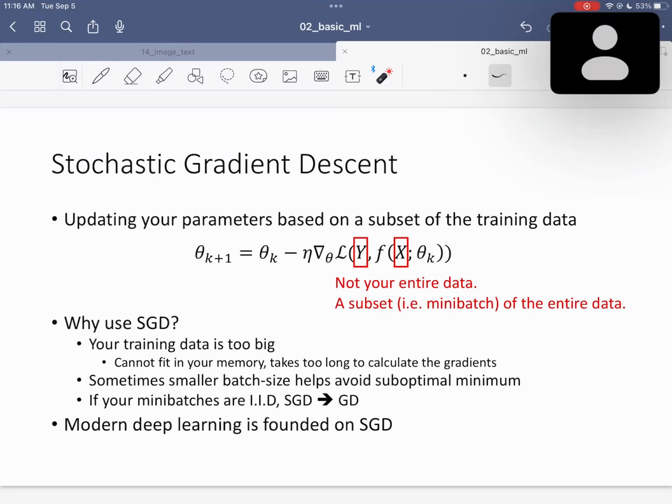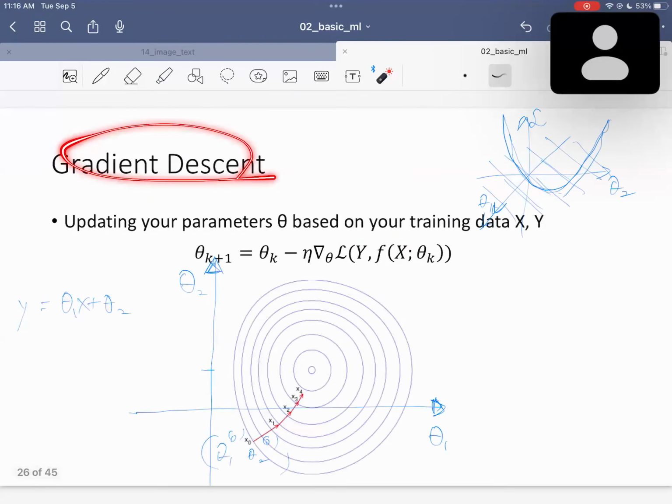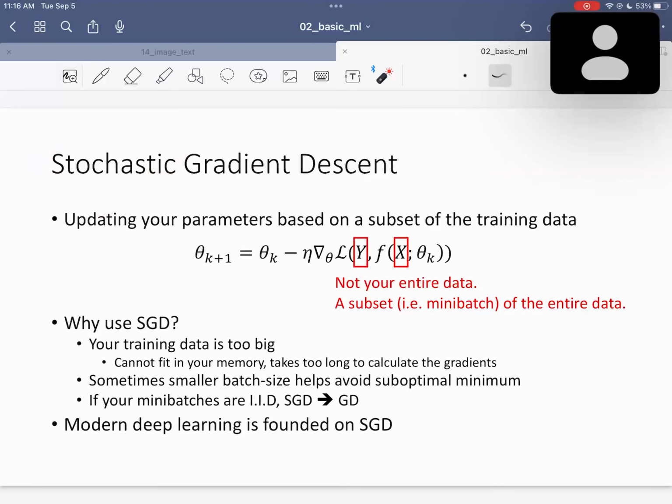Right, so that was it. And typically we use something called stochastic gradient descent. So this is gradient descent, and this is stochastic gradient descent. SGD is what modern deep learning is founded upon.